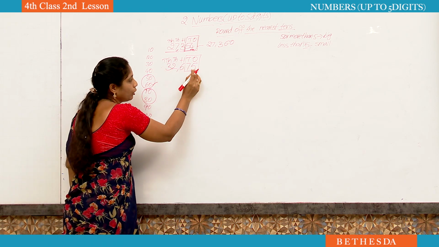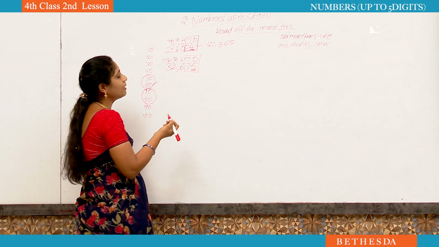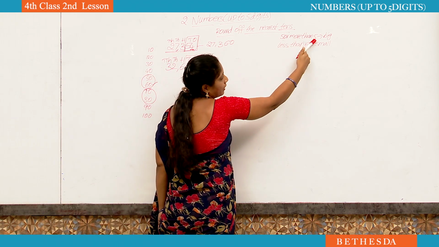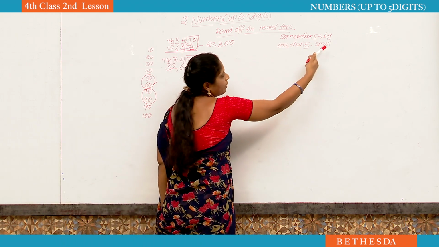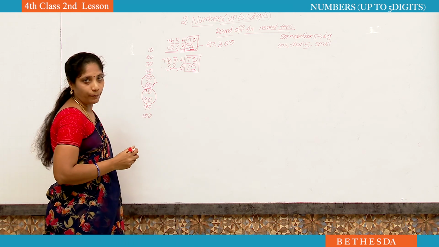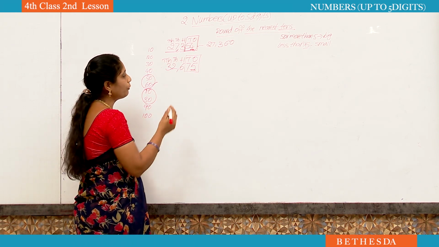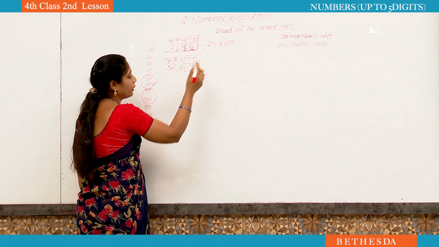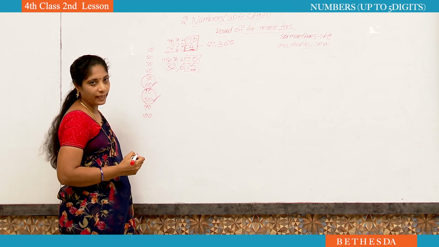For that, we have to observe the ones place number. If the ones place number is 5 or more than 5, we have to take the big number. If the ones place number is less than 5, we have to take the small number. Now, if you observe the ones place number, that is 5. If you find 5 in the ones place, you have to take the big number. From these two numbers, we have to take the big number. For that, we have to take 80.